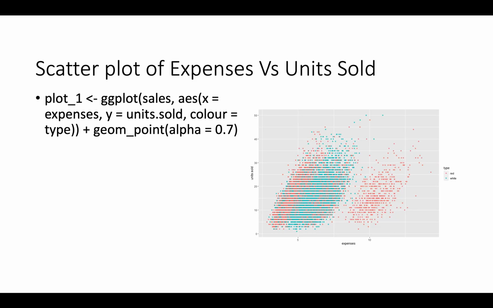This is a scatter plot of the expenses of wine versus the units sold of wine. The x-axis represents the expenses and the y-axis represents the units sold, while the color represents the type of wine. As you can see, you cannot actually differentiate between the type of wine in this plot. I've built this plot using ggplot2.